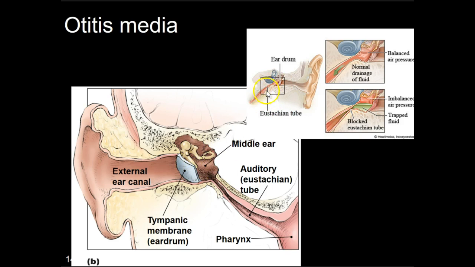And the Eustachian tube normally is open so that you have balanced air pressure between the middle ear and the external ear canal. This only works well if the Eustachian tube is open and you can get normal drainage of fluid. But if this becomes blocked, you get fluid trapped in this middle ear, and that results in an imbalance of air pressure, and this can result in an inability to hear or actually losing balance.